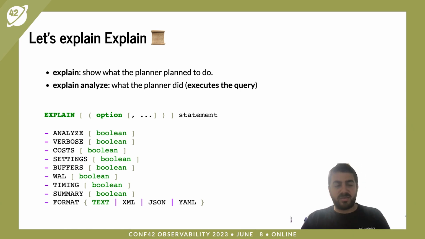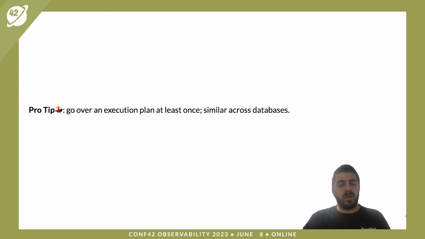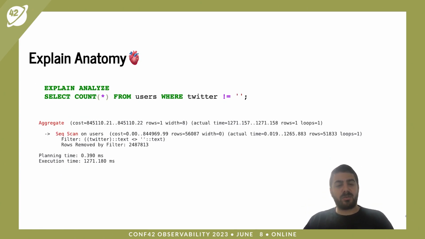One option is analyze, which we discussed. We can tell it if we want a format like JSON, XML, or the like. And we have many, many options that add information, for example, information about the cost or the buffers. And a pro tip from me to you: go over an execution plan at least once, because it's similar across databases and it will probably help you in your career. So let's explain.